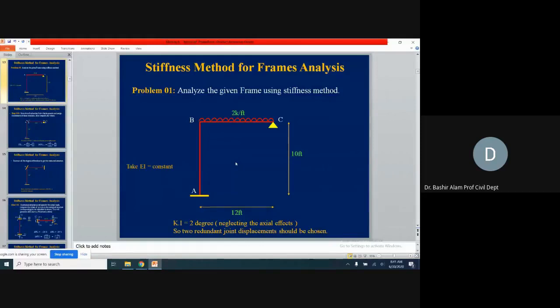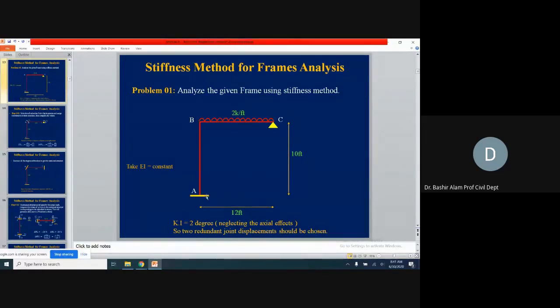Now, to find the total kinematic indeterminacy of this problem, we have 3 joints, and let's say these 3 joints were free. Each joint can allow 3 displacements, so 3 times 3 is equal to 9 degrees. It was kinematically indeterminate to 9 degrees. But now we have constraints, and out of those 9 we need to subtract those constraints.